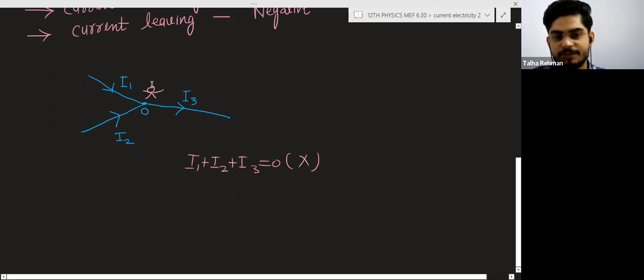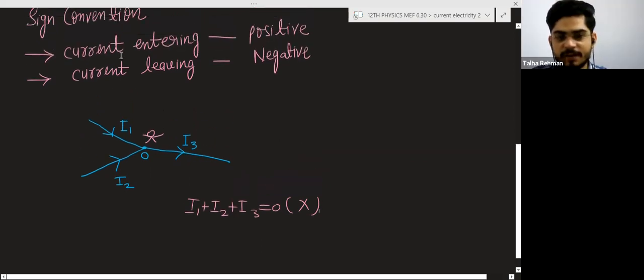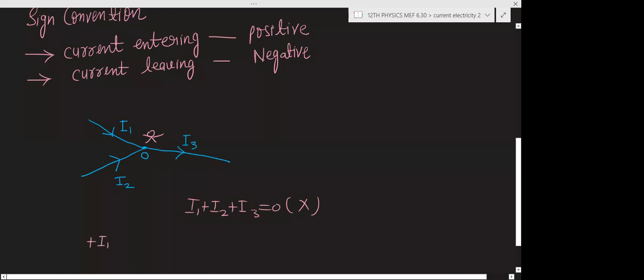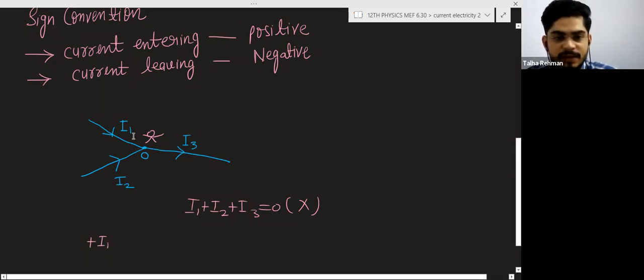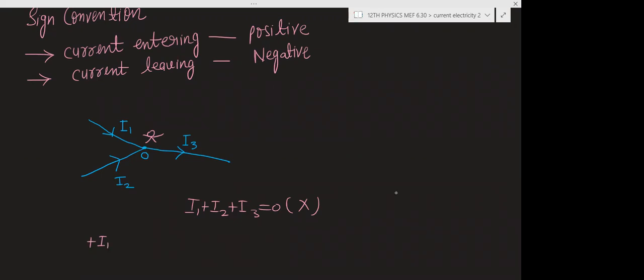This current, I1. Coming towards the junction. Very good. Coming means entering the junction, so this current is entering the junction. Entering current you will take as positive. Okay. So you will take this as plus I1. Now Nawal will tell us what is the sign of I2? Is this I2 entering or leaving? It's positive. Yeah, very good. Again positive.